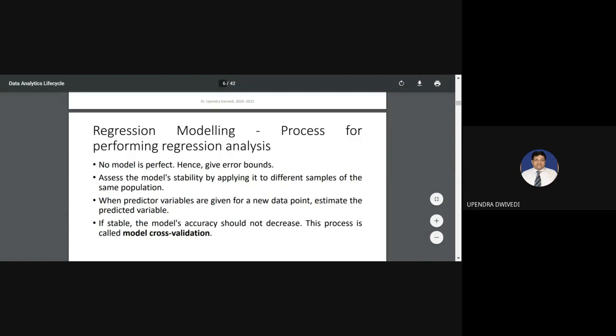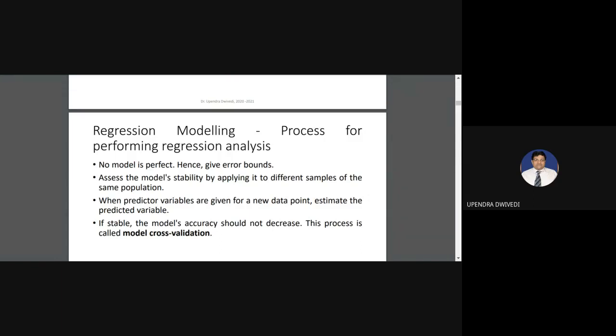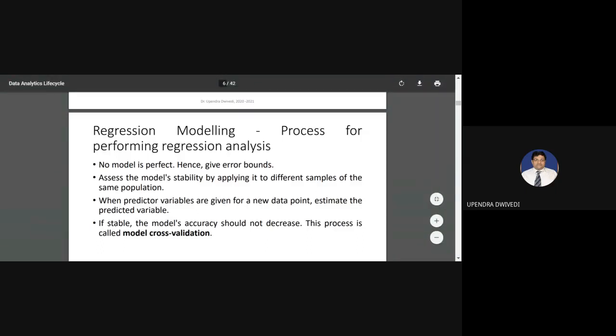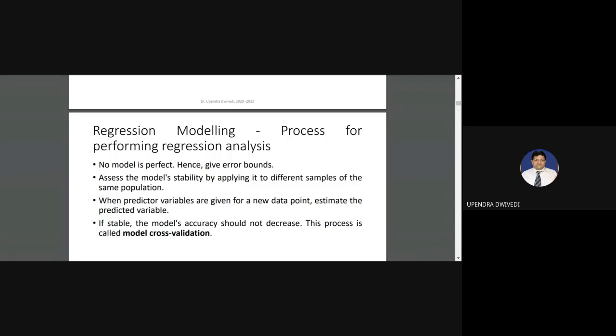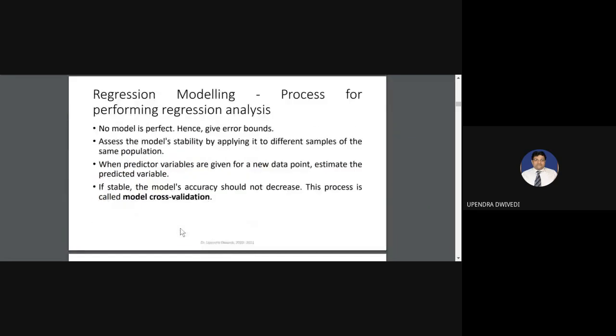We can take any random data point from any other location, and based on that data point we can perform the estimation. Suppose we have applied the house expense prediction model to our own locality. If we have trained the model and validated the model, then we can apply the model to a new locality on the new data. We have to perform model cross validation to check the accuracy of the model.